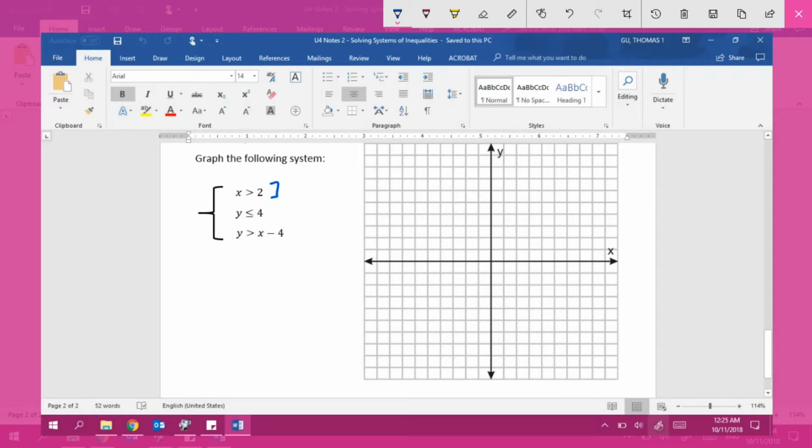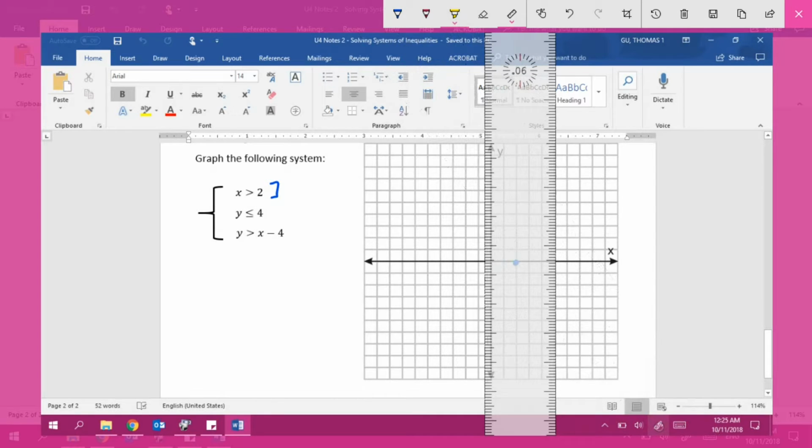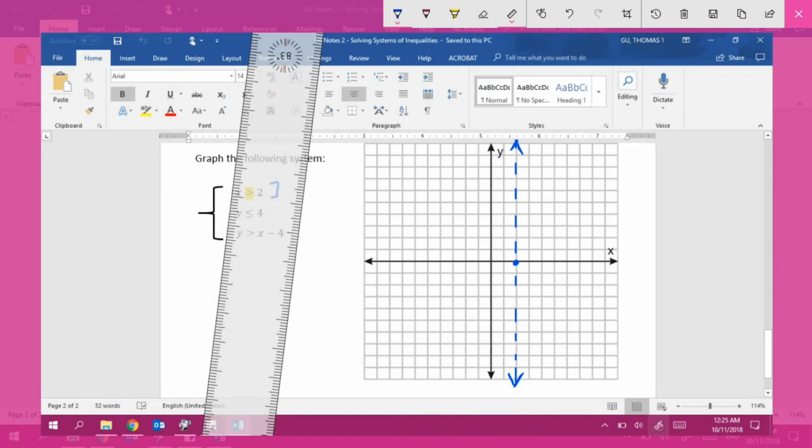Remember, that's the thing about x equals 2. So on the x-axis, it goes through 2. So right here, and it's going to be a straight up and down line. Do I see an equal sign on the inequality? No, I do not, so it's going to be a dashed line. So it's going to look like this.